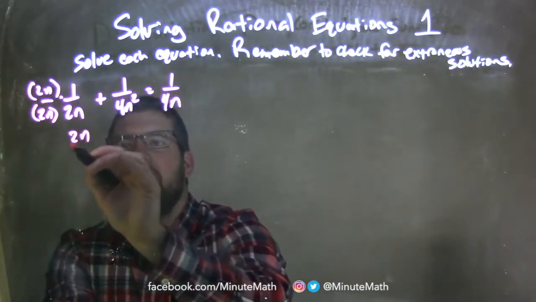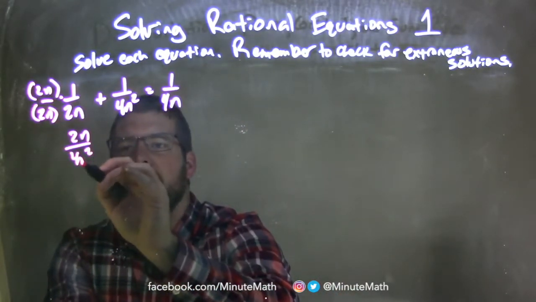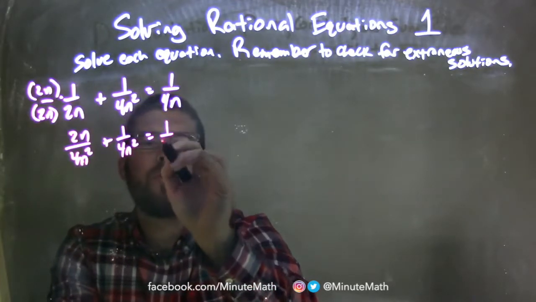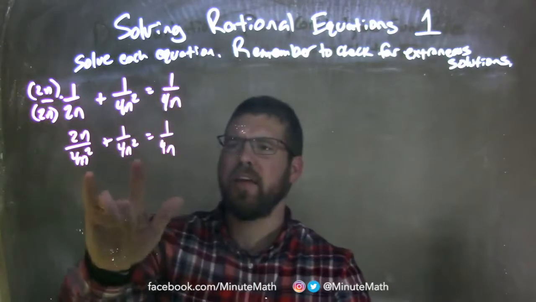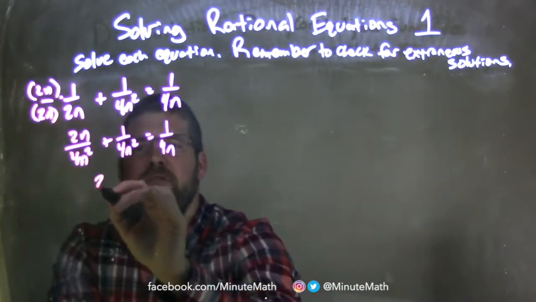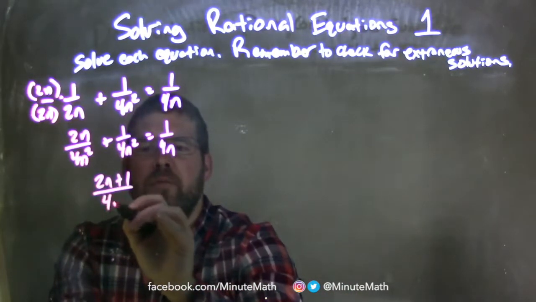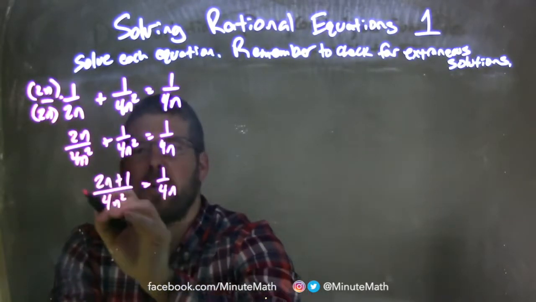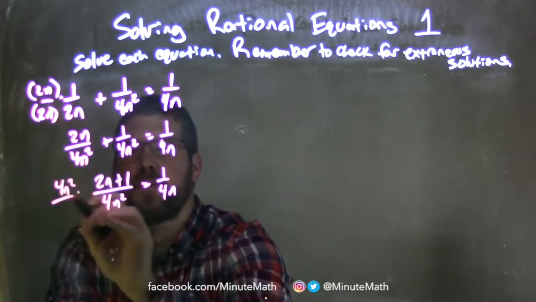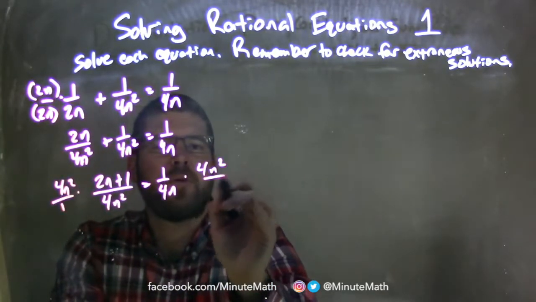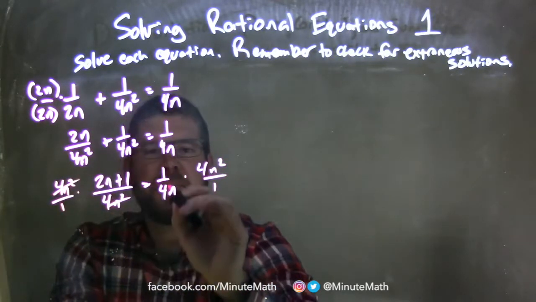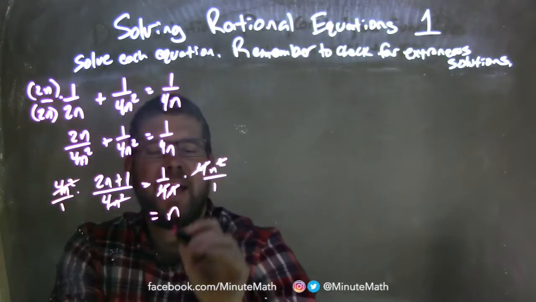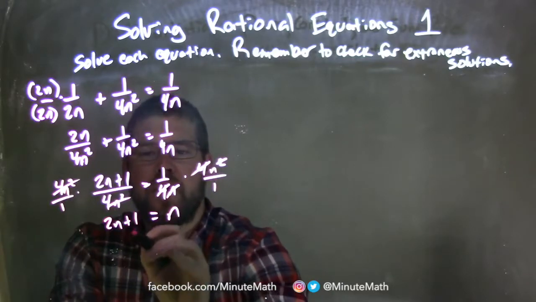So now I have 2n over 4n squared, right, plus 1 over 4n squared equals 1 over 4n. Now that it's the same base, I can combine them, giving me 2n plus 1 in the numerator and 4n squared in the denominator is equal to 1 over 4n. Now I'm going to multiply both sides by 4n squared. And what that will do is eliminate the 4n squared down here, eliminate the 4's right there, and this n gets eliminated with the squared, giving me just n on the right and 2n plus 1 on the left.